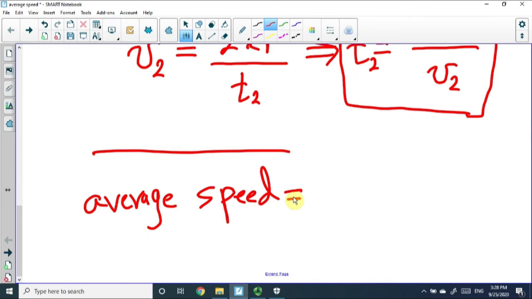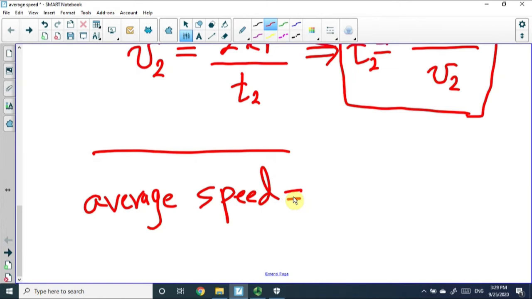The reason is, imagine that the car is moving in the first lap with a small speed. So v1 is small. That means it will take a long time to finish the first lap. Now, if the speed v2 is bigger, that means it will take a shorter time to travel the second lap. So you can see that during the travel, the car is taking a long time for the first round and little time for the second lap.